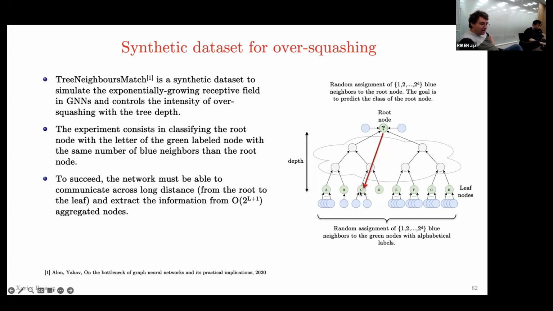At the end, you attach a certain number of blue cycles, and this is a unique number of blue cycles for each node. For example, C has 2 blue. The root node also has 2 blue. And we want to know the label, which is C. To get this information, you need to propagate the information from the root to the leaves. Each time, you expand your receptive field by 2, so it's an exponential growth.